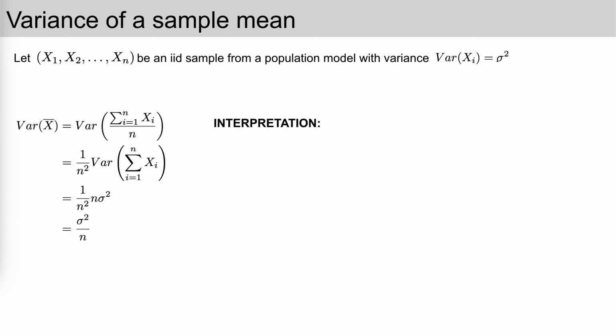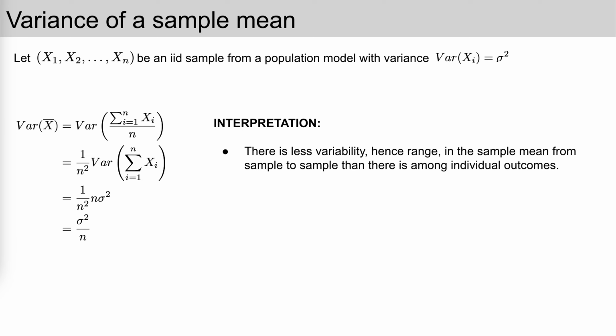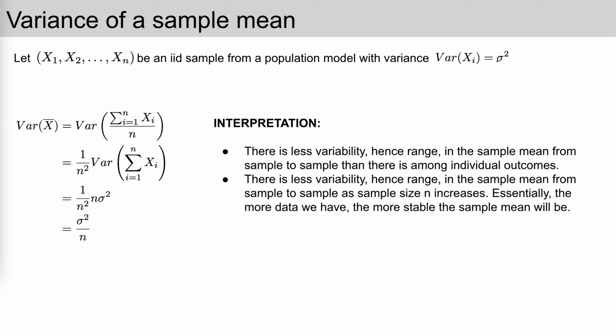Since n has to be at least 2, that is, we have to have at least 2 objects in our sample, sigma squared over n is less than sigma squared. That is, in words, there's less variability, hence range, in the sample mean from sample to sample than there is among individual outcomes. Further, sigma squared divided by n decreases as n increases. That is, there's less variability, hence range, in the sample mean from sample to sample as sample size n increases. Essentially, the more data we have, the more stable the sample mean will be.